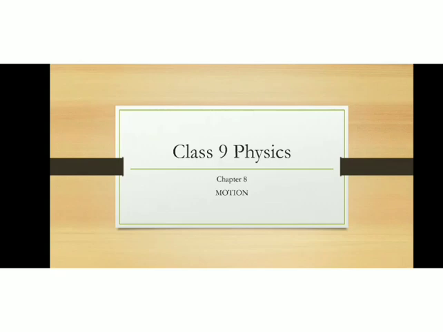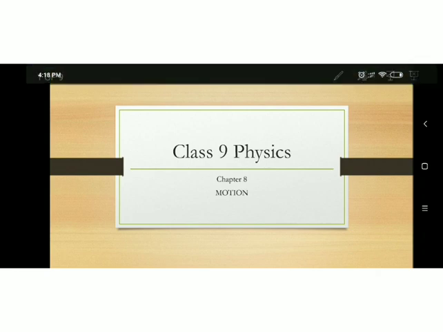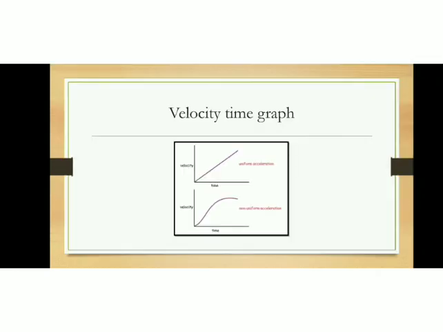Let's continue with the revision of the same chapter, Chapter 8, Motion. In the last class we had discussed graphs, and we discussed the distance-time graph. We also discussed how to calculate speed from the distance-time graph. Today we are going to discuss another type of graph in this chapter, that is the velocity-time graph.